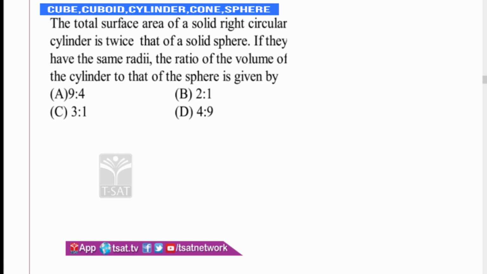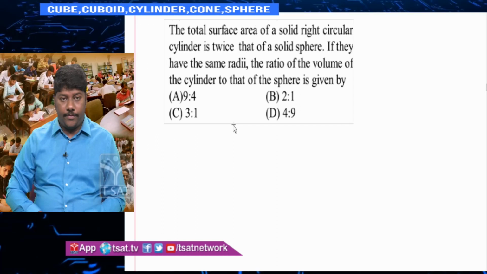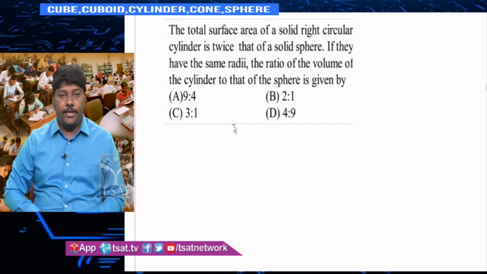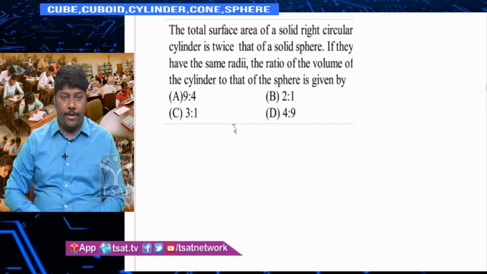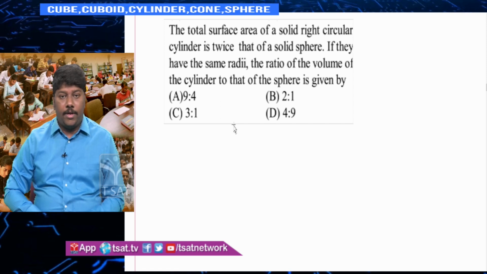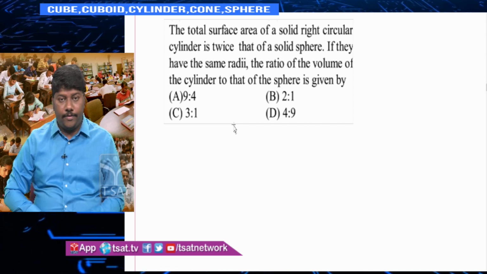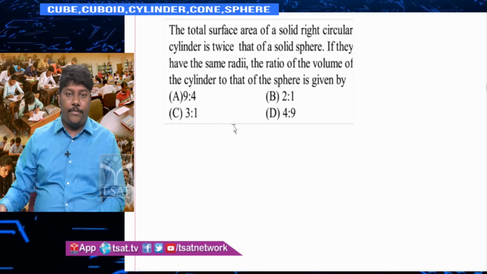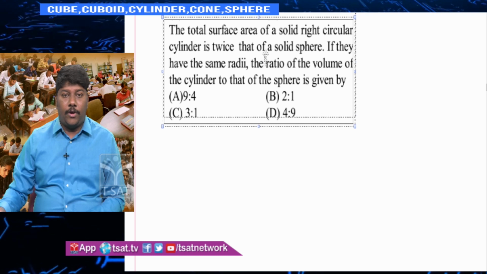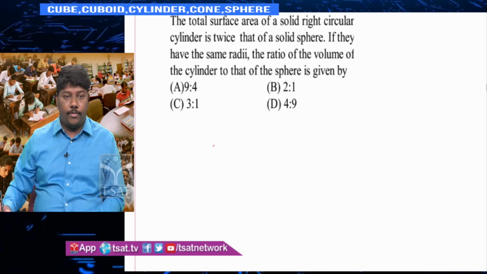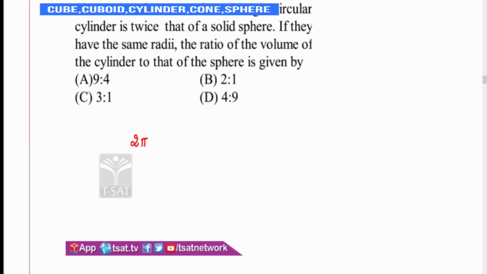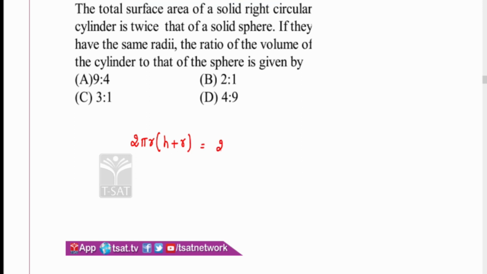Now look at the next problem. The total surface area of a solid right circular cylinder is twice that of a solid sphere. If they have the same radii, the ratio of the volume of the cylinder to that of the sphere is given by? Total surface area of a cylinder is twice that of the solid sphere. Total surface area is 2 pi r into h plus r, equal to 2 times the solid sphere. Sphere surface area is 4 pi r square. Cancel 2 and pi.